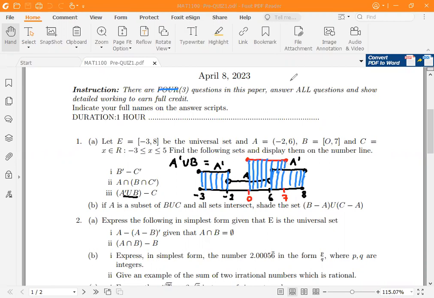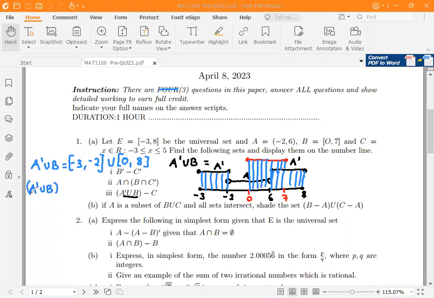Okay, so what is A complement union B? So A complement union B is then going to be from -3 to -2 included, union, because there's a gap in between the shadings, so union 0 all the way up to 8. Included. So this is A complement union B.